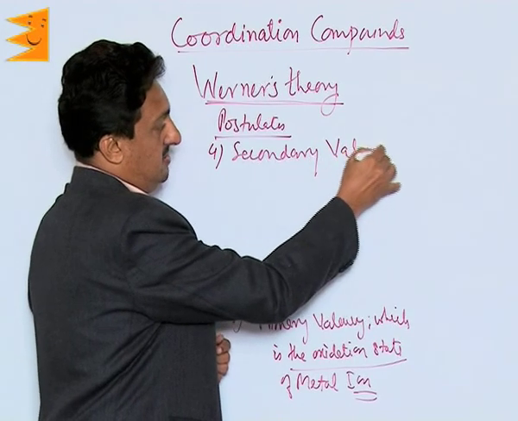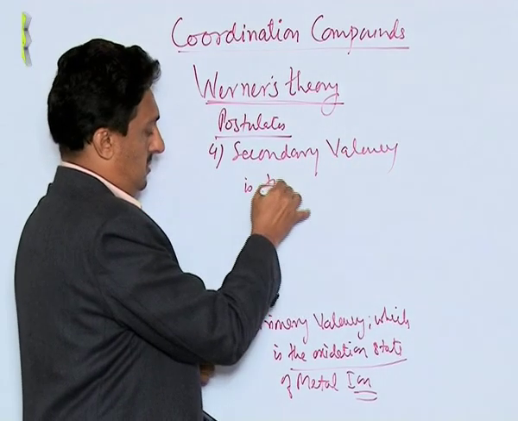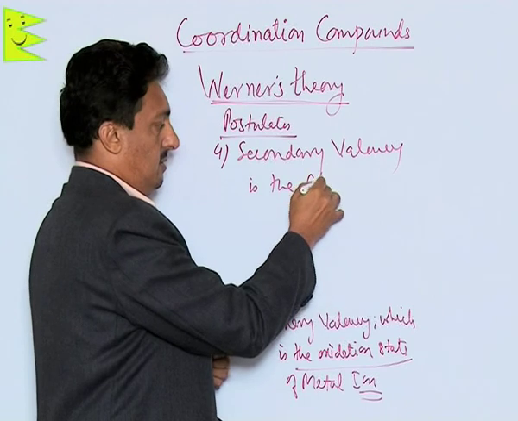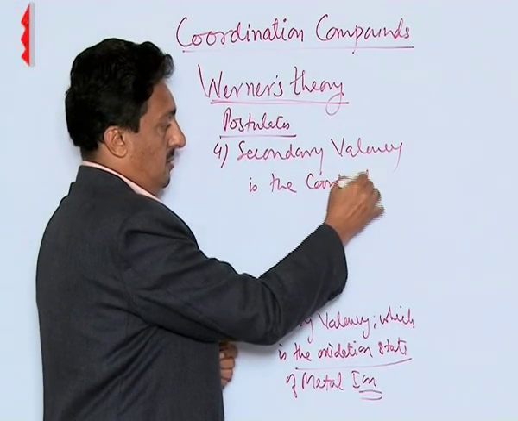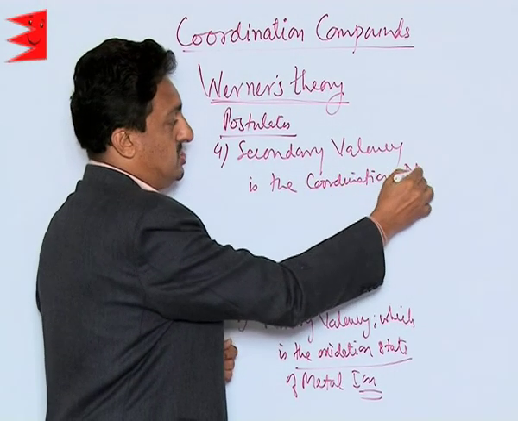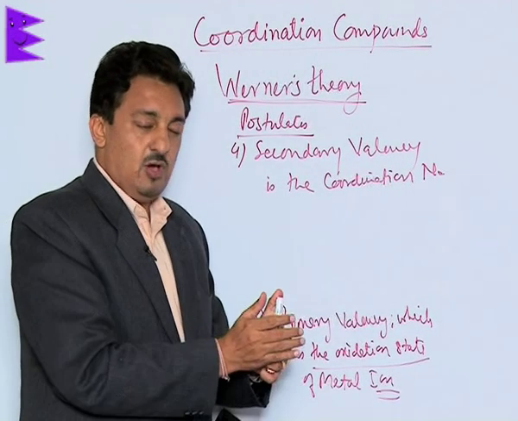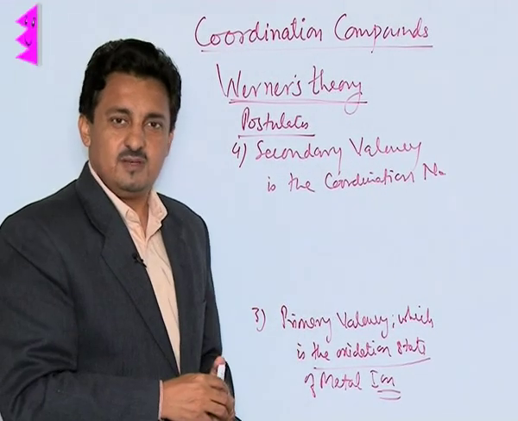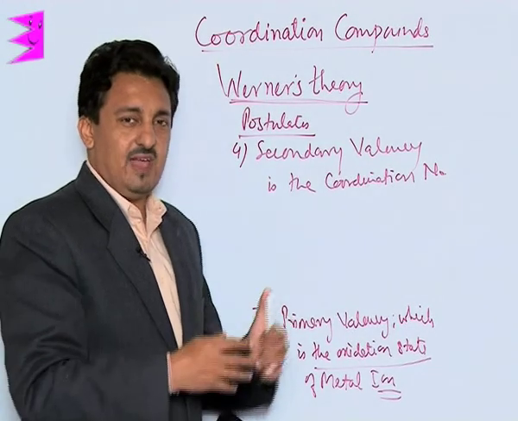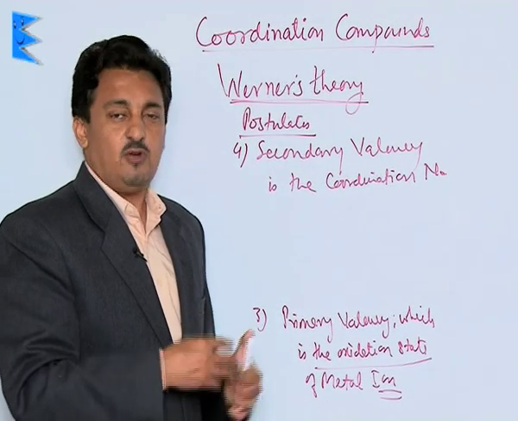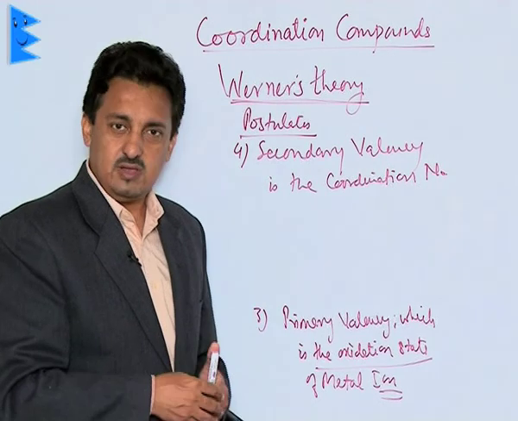secondary valency is the coordination number of the metal ion. It means with how many other species it is directly bonded. And this is how he tried to explain the formation of these coordinate compounds.